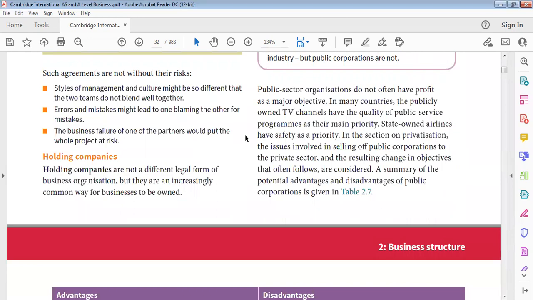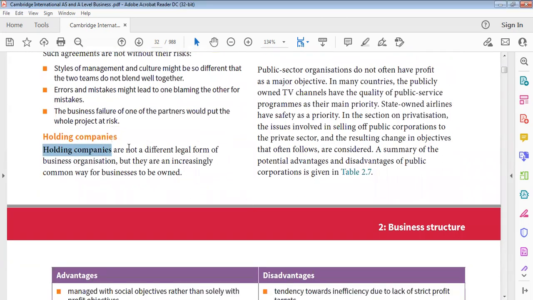Now, there is another type of company called holding companies. These are not very common. So what could be holding companies?